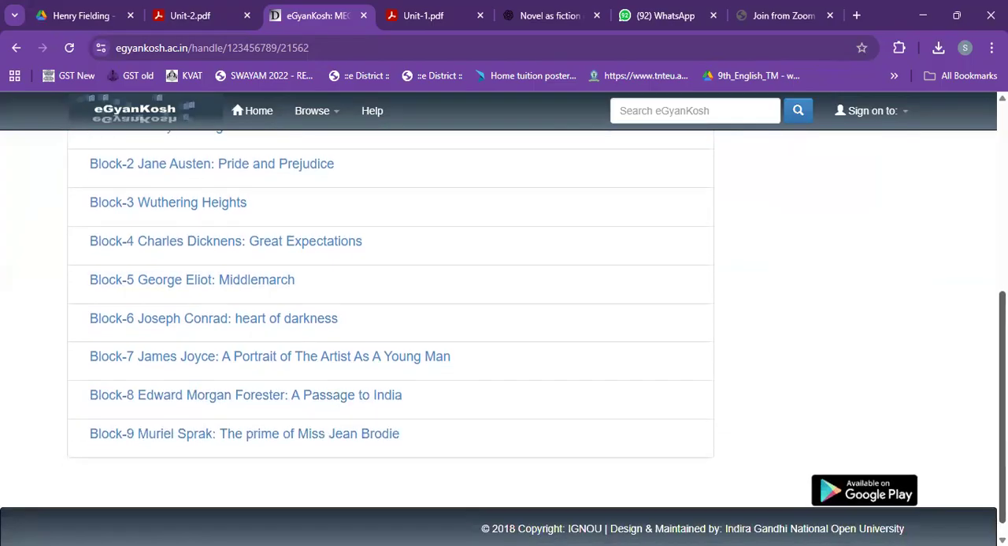You have Heart of Darkness by Joseph Conrad. Then you have A Portrait of the Artist as a Young Man by James Joyce. Then A Passage to India by Edward Morgan Forster. Then you have The Prime of Miss Jean Brodie by Muriel Spark.